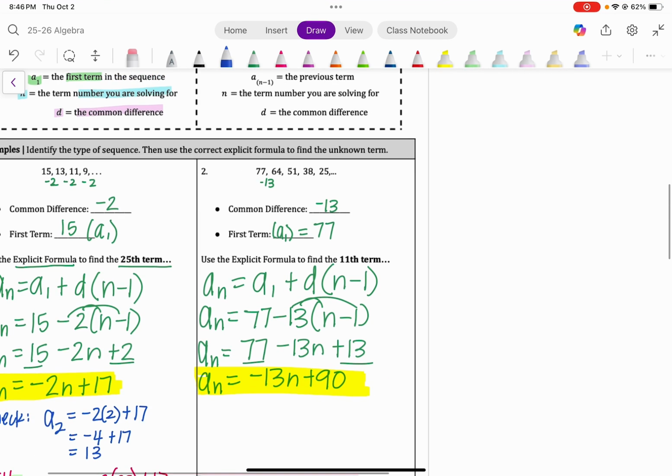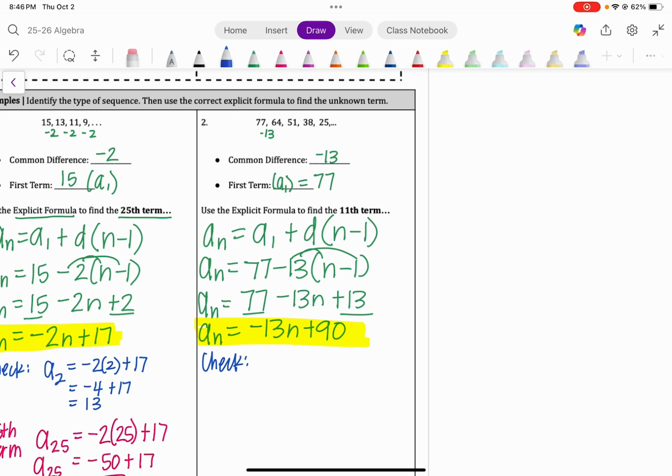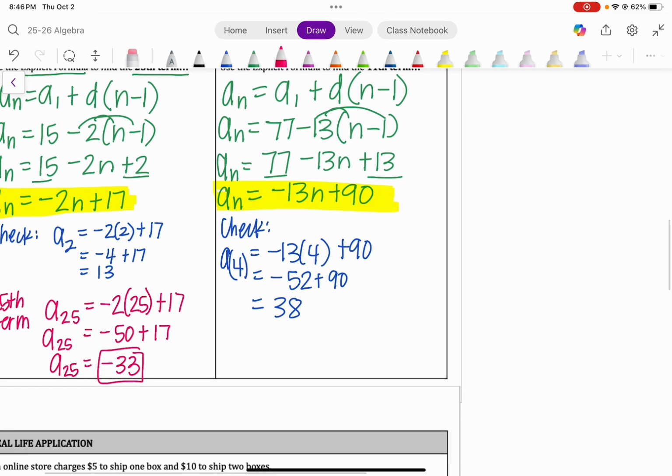Okay, we could always check. So let's say we're going to check with the fourth term in my given sequence. A of 4 would be the first term, 77, nope, I'm using the wrong thing. Negative 13 times 4 plus 90. When we simplify that, negative 13 times 4 would be negative 52 plus 90. So that would be 38, and that is our fourth term. So that tells me I did it right.